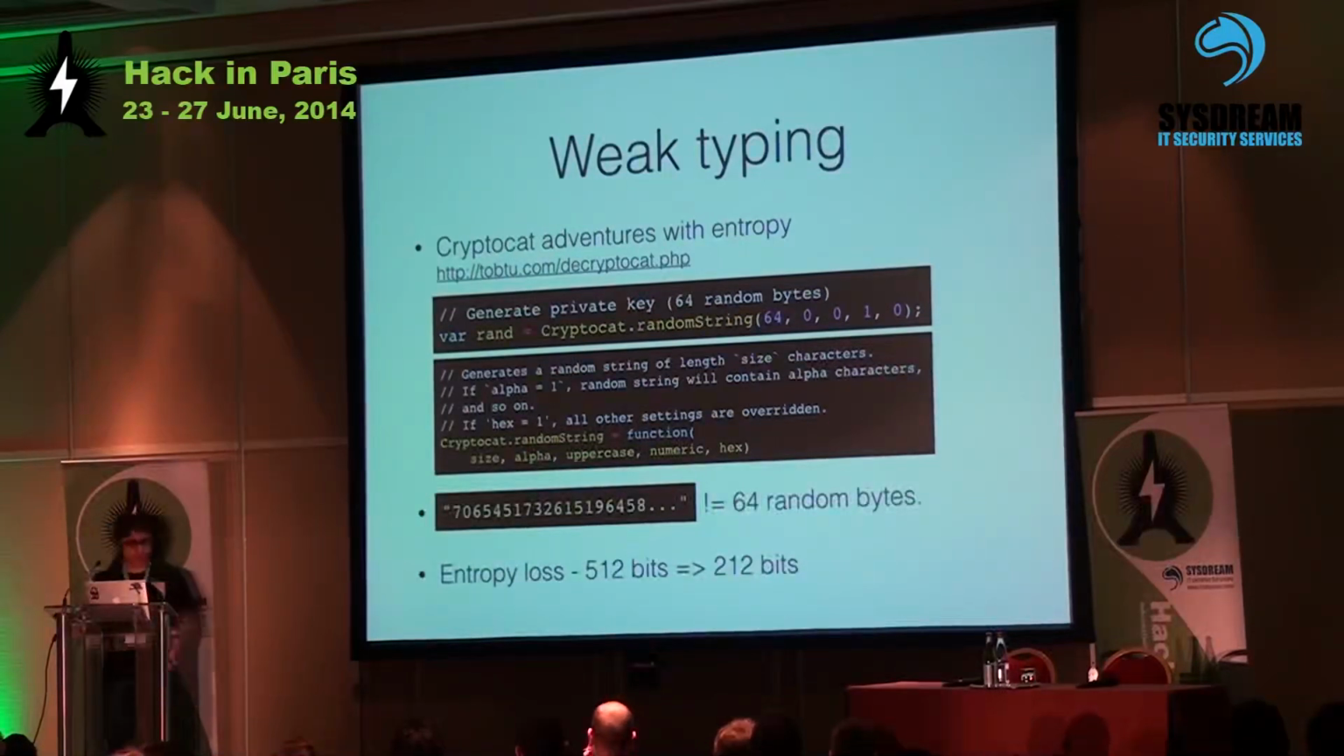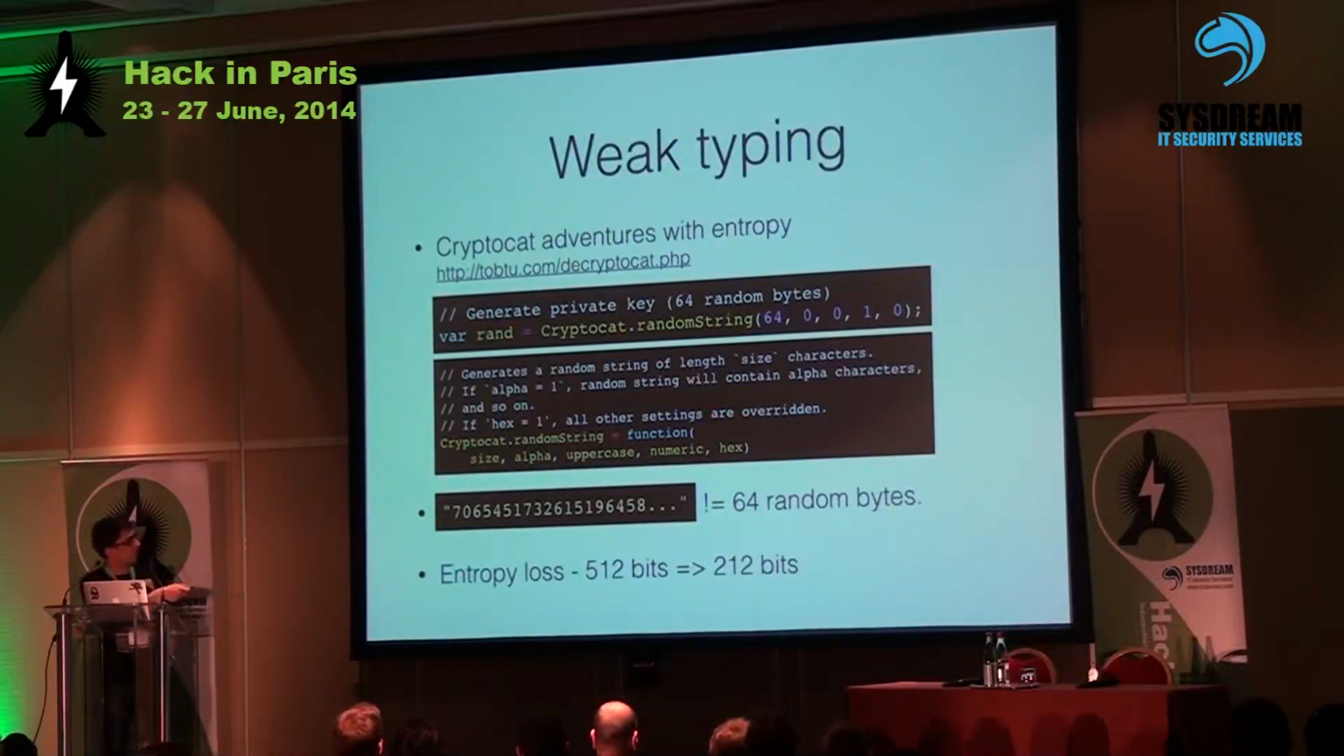CryptoCat tried to generate a private key, which you can tell from the comments. It's pretty long. It's 64 random bytes, and it uses the CryptoCat random string function. But if you take the documentation of this function, it's actually 64. Yes, it is 64 bytes long.